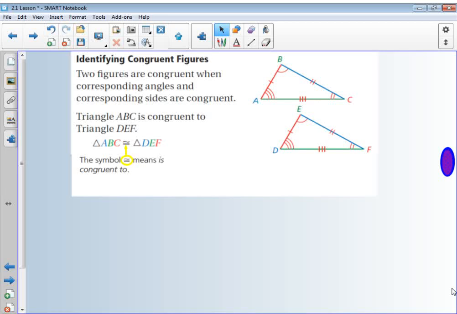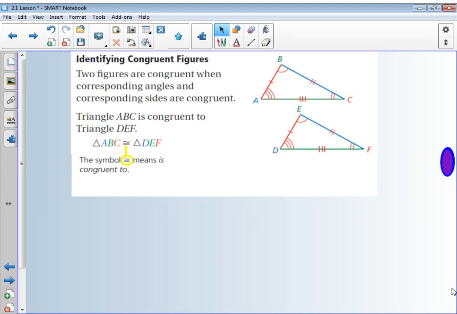Okay, in this part of the lesson, we're going to be working with identifying congruent figures. Two figures are considered congruent when their corresponding angles and corresponding sides are congruent. So once again, let's review what congruent means. Congruent means an exact copy. It has to be the same size and the same shape. So these two figures, ABC and DEF, are considered congruent figures.